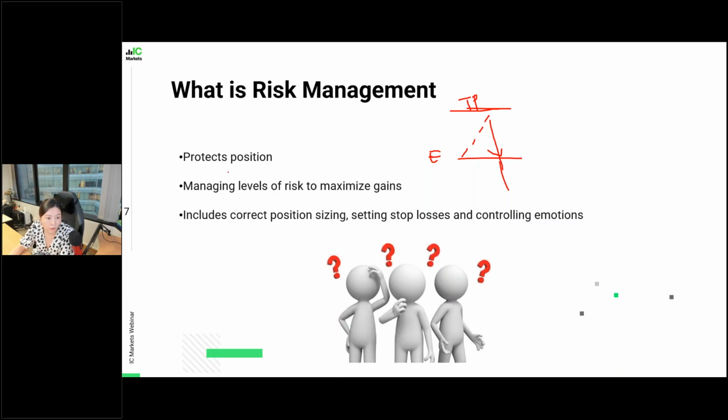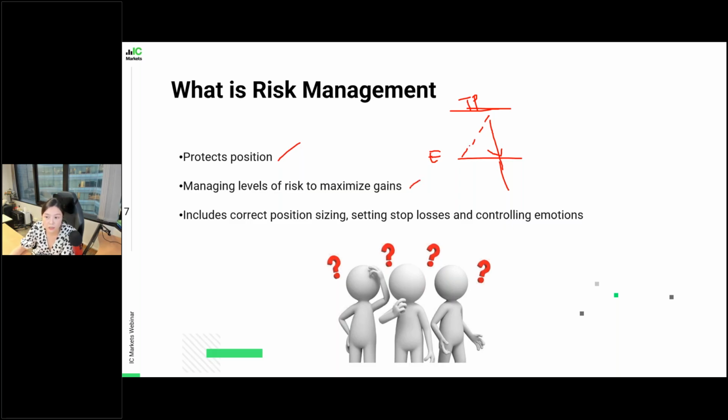So for Forex, risk management comprises some actions that allow you to protect against the downside of a trade, right? We need to protect the position. So number 2 will be managing levels of risk to maximize gain. So what I mean by this is the more risk means the higher chance of a sizable return, correct? Because high risk, high reward. But it also means that there's a greater chance of big losses.